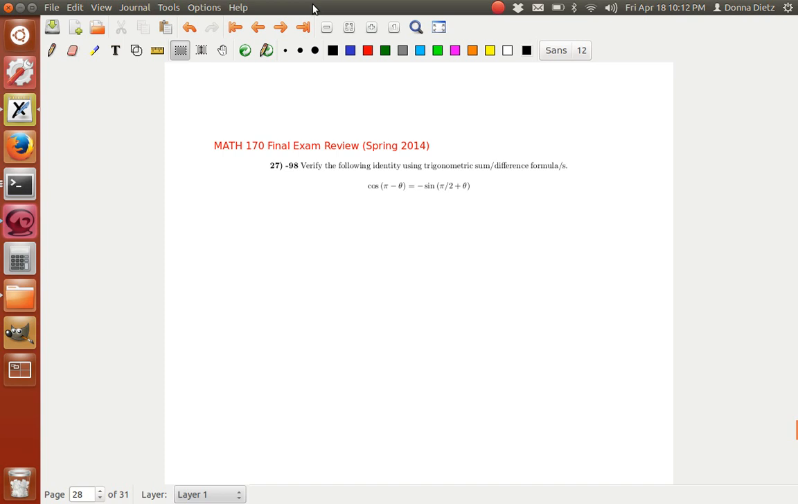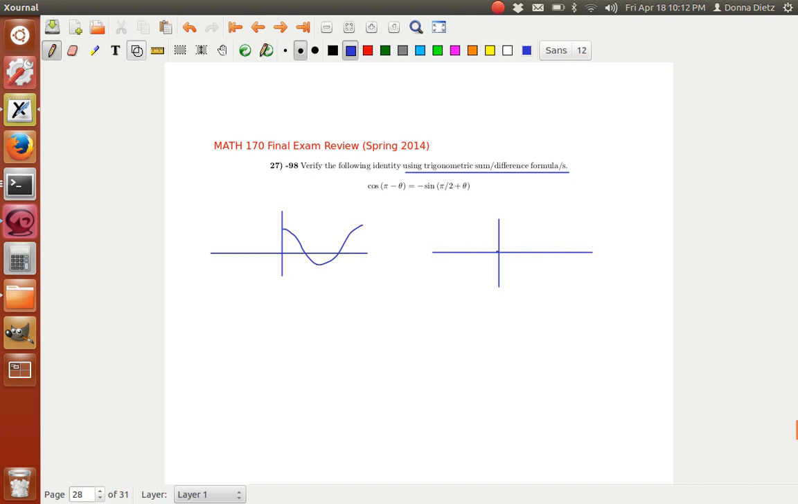So before we do this, I want to point out that you can just verify this. If I hadn't said to use the trigonometric sum and difference formulas, there'd be a much easier way to do this. I'm going to show you visually what you're looking at. So cosine looks like this, right? And minus sine, instead of going up from the origin, is going to go down.